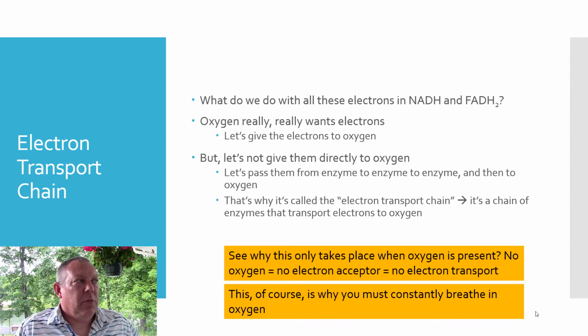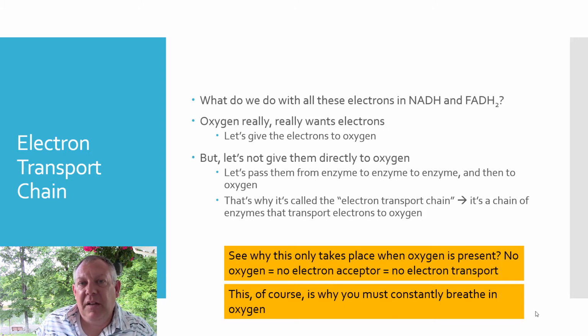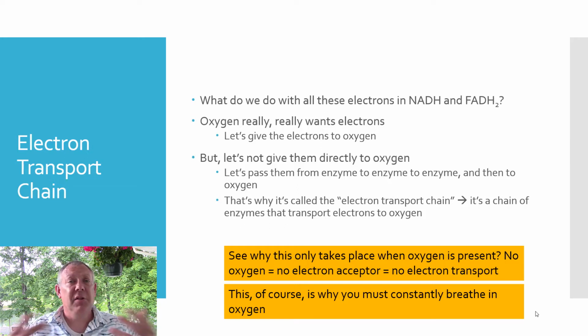And so, you know, this enzyme grabs an electron and it wants to pass it to the next enzyme, but that enzyme already has an electron. And that next enzyme already has an electron. And so you can't pass electrons because they're not going anywhere if you don't have oxygen. As long as you keep breathing in oxygen, then you can keep grabbing these electrons and the electron transport chain can keep functioning.